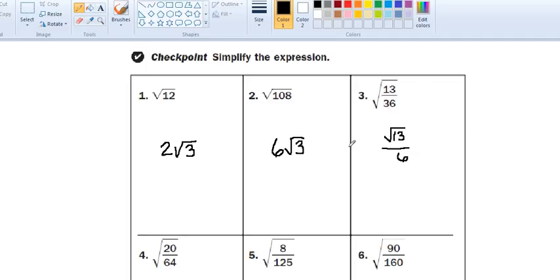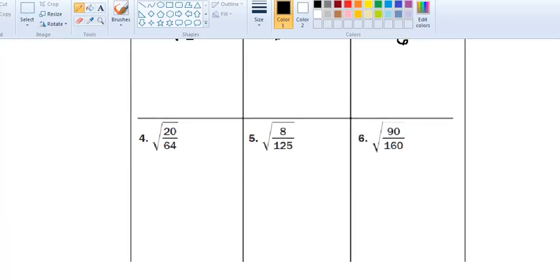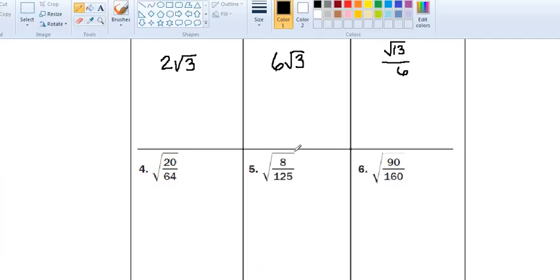Now move down to 4, 5, and 6. And with these, go ahead and try a couple of these. When you get done, unpause the video. Go ahead and pause the video right now.